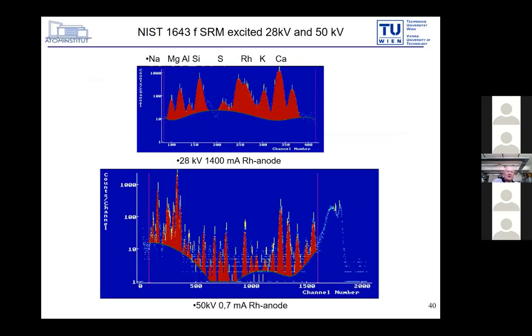Anyway, you see now some spectra of a multi-element sample. It is the standard reference material NIST 1643F, and you see that with the two excitation modes, we quite nicely see the light elements, and here the rest of the heavy elements.